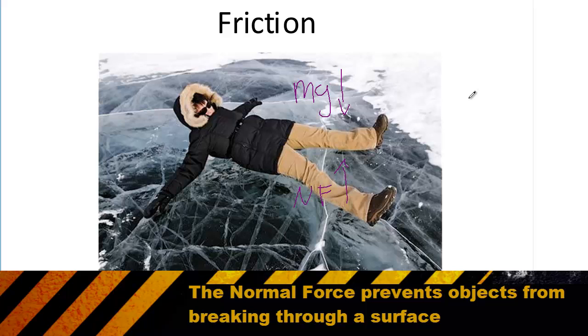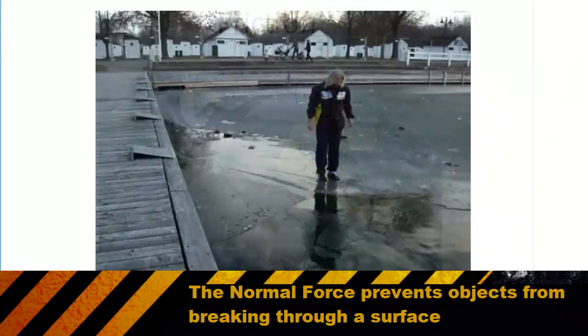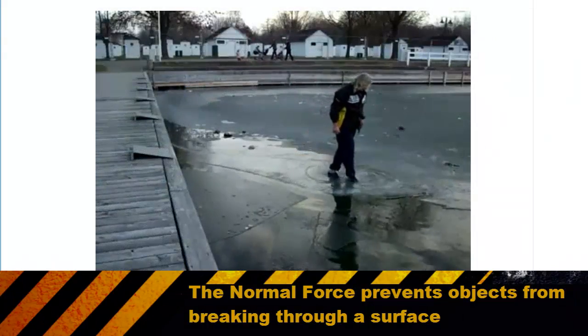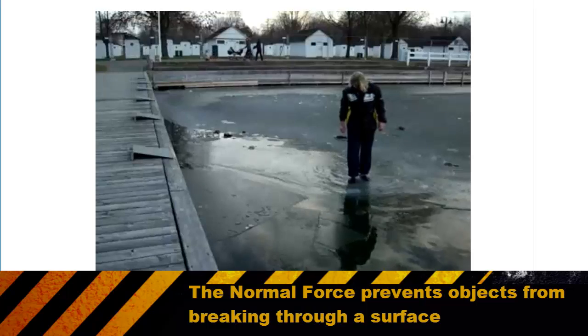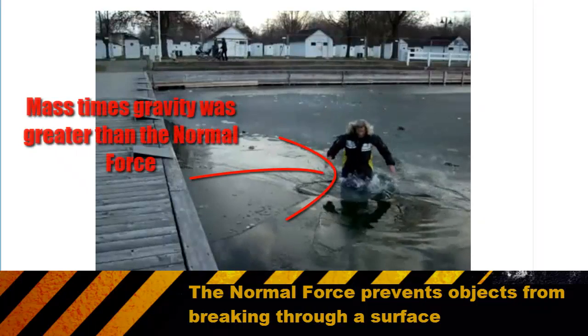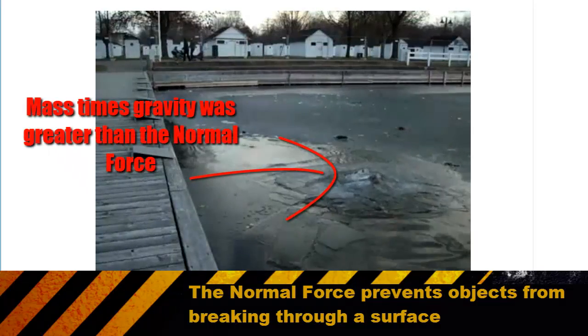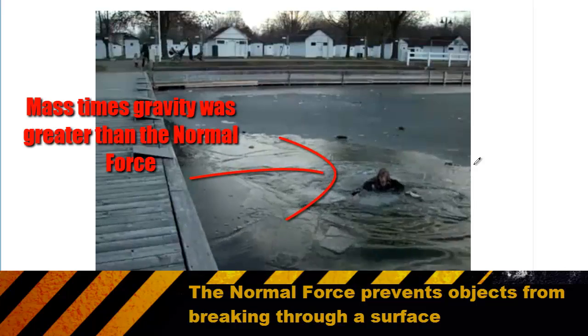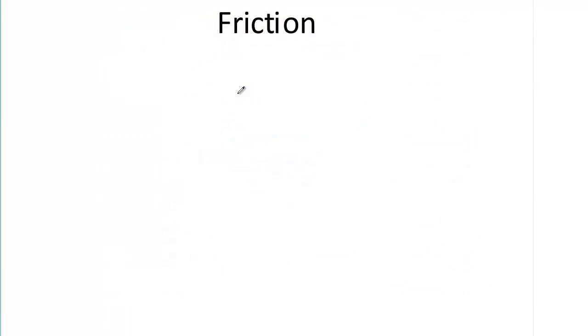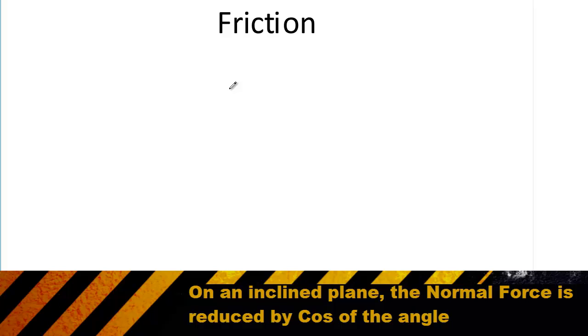If you lay on the ice and you don't break through, that's because the force pushing you down and the force pushing you up are the same. If you ever see someone break through the ice, that's because the mass times gravity pushing them down was greater than the normal force of the ice pushing them up. So they broke through the surface. Most of the time on friction problems, your normal force is simply going to be equal to the mass times the gravity. That will happen whenever you're standing on a flat surface.